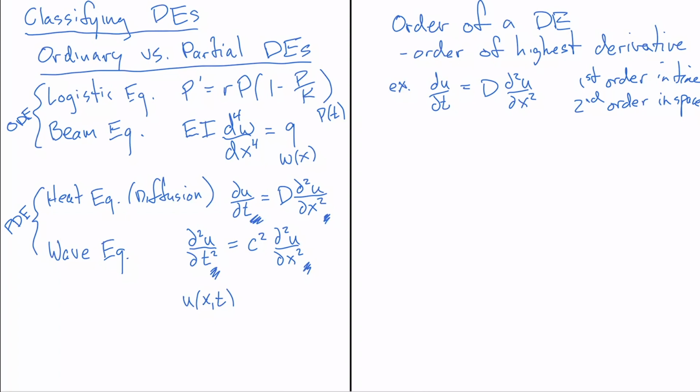And then for an ODE, for example, like the logistic equation, p prime is equal to r times p times (1 minus p over k). This is just a first order equation. And you could say in time, but because there's only one variable, that's kind of redundant. Okay.